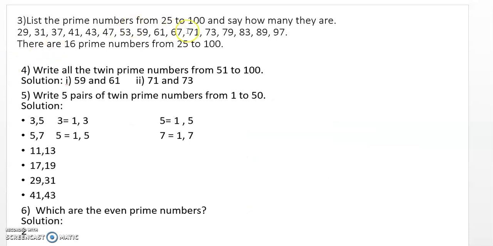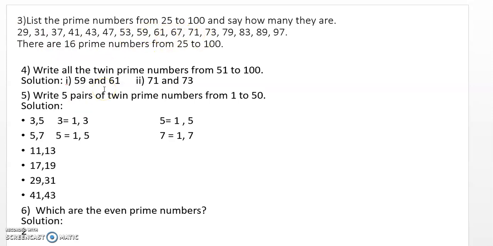Now it is said to list the prime numbers from 25 to 100. How many are there? There are 16 prime numbers from 25 to 100. Here it is given 29, because the factors of 29 are 1 and 29, that is 1 and the number itself. So these are the prime numbers.